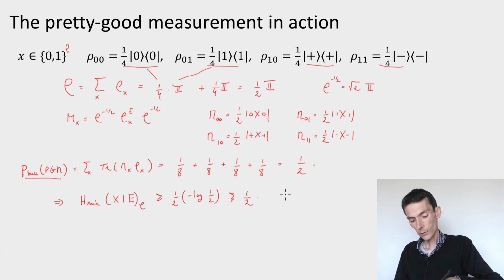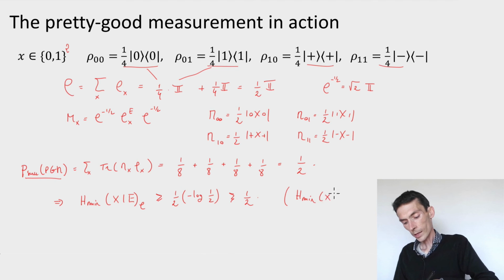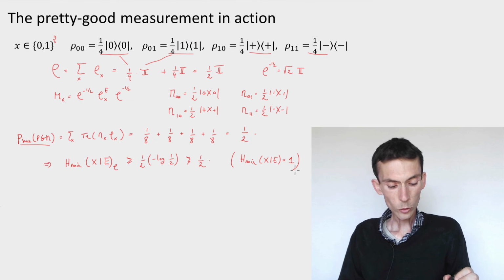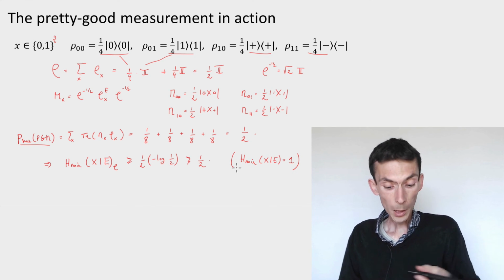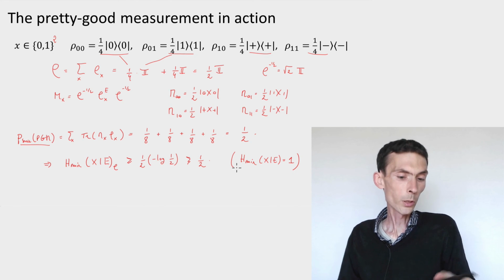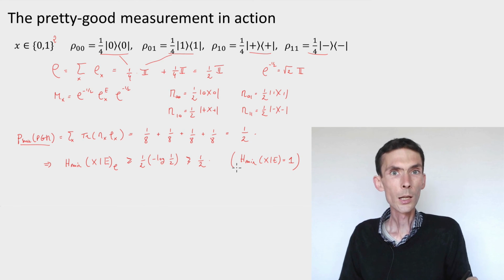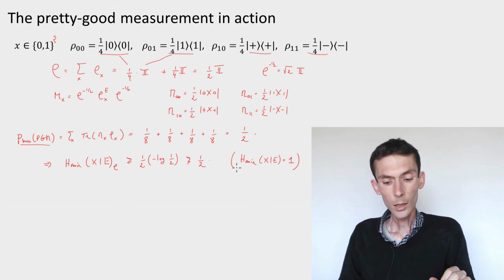What you can check if you do the calculation is that on this example, the min entropy of x given E is equal to 1. This is not too hard to verify. And so you see that, as promised, it's within a factor half of the optimum. Actually, it's exactly a half of the true answer, meaning that this is sort of a bad case for the pretty good measurement. It's doing as bad as it could ever do, which is not so bad. It's a factor half from the optimum, and it's a reasonable measurement to be using in practice. It's also going to prove a very powerful tool in theoretical analysis.